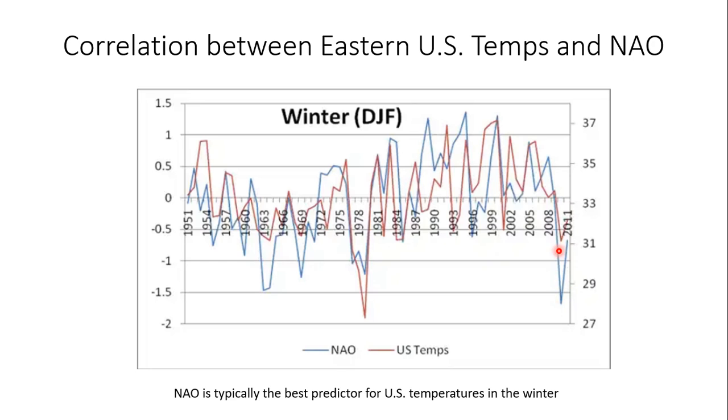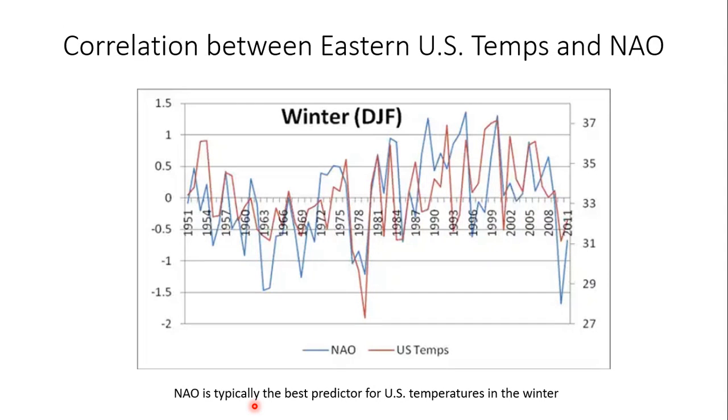That was one heck of a winter if you like cold and snow in the eastern U.S., if you live in the East U.S. But look at the drop off, how strongly negative the NAO was in that particular winter. Look at the temperatures, how they dropped too. Not quite as sharp, but they still did drop. Look at this, 1978, the late 70s. Look how steep these temperatures dropped, basically in correlation with the NAO going negative. So the NAO, bottom line, is typically the best predictor for U.S. temperatures in the winter. So every year when I do the winter forecast, this is one of the biggest things I look at.